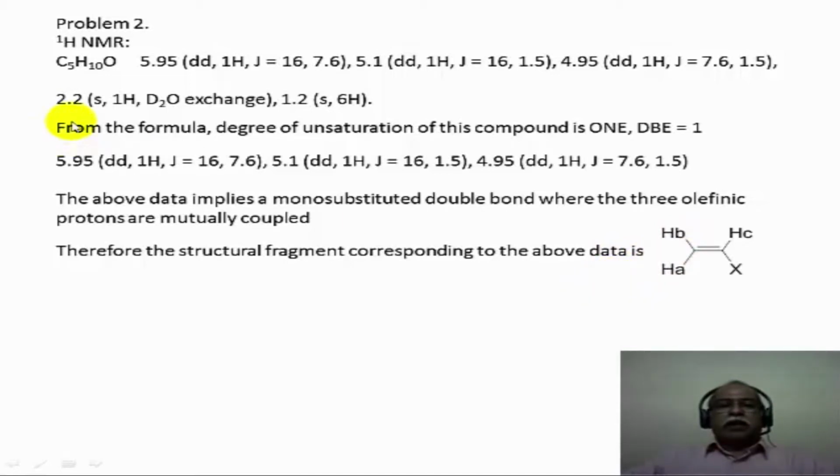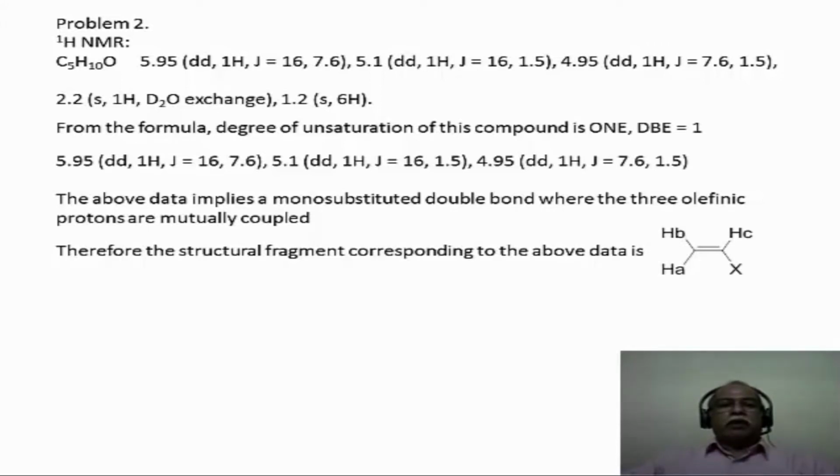Then let us go and identify what is this 2.2 singlet, 1 hydrogen, D2O exchangeable. The D2O exchangeable hydrogens are very special hydrogens in the NMR data, and they would imply that the hydrogen is attached directly to a highly electronegative atom, and these are exchangeable hydrogens. That is why the D2O addition actually exchanges that particular hydrogen and the signal vanishes in the NMR spectrum.